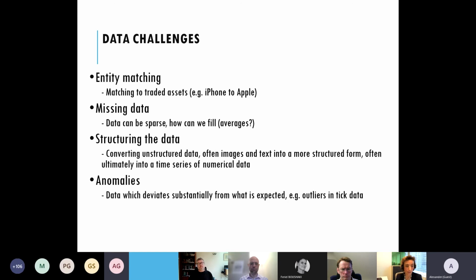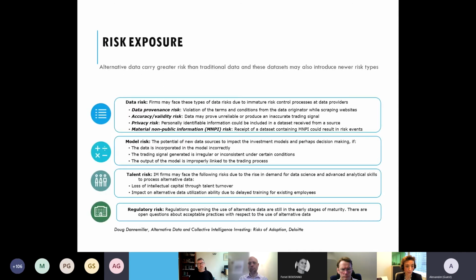Structuring the data. A lot of alternative data comes in an unstructured form, so you have to use methods to structure it, to make it usable.